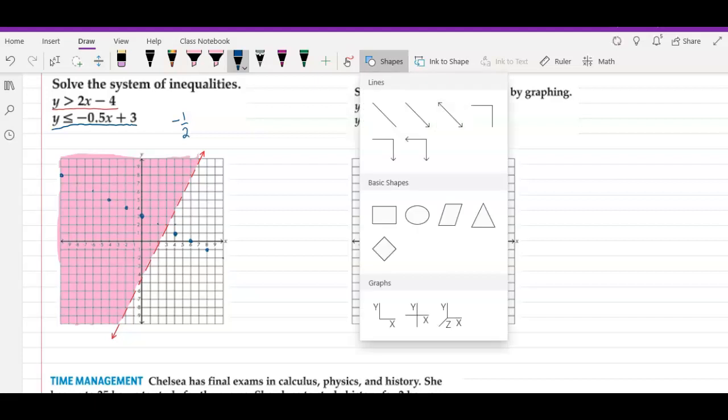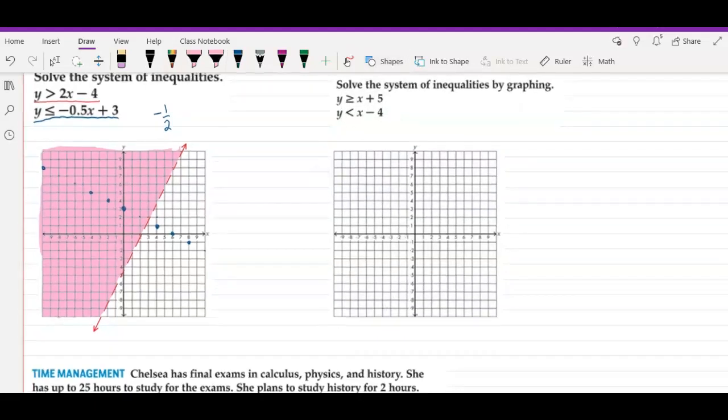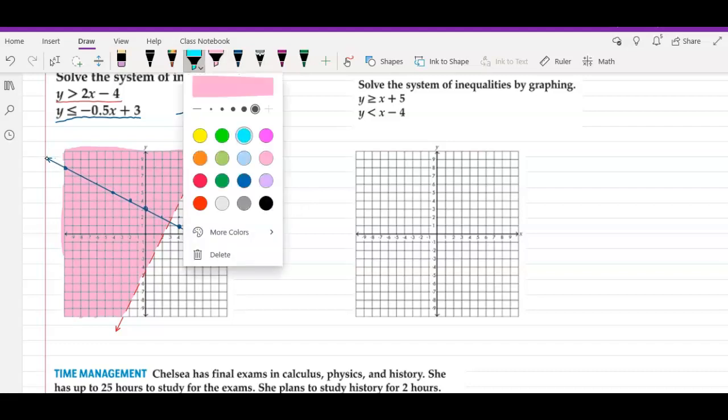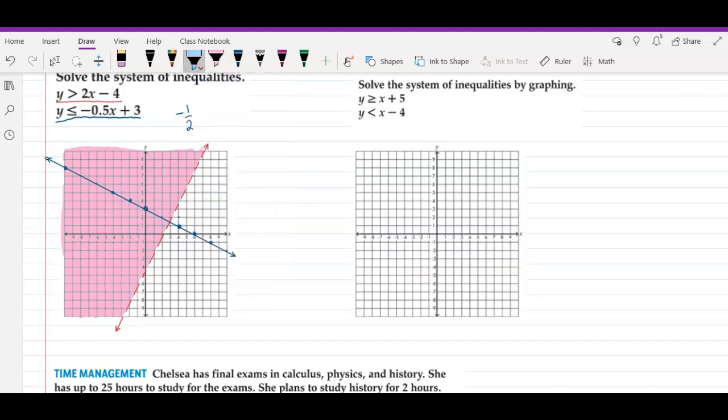Grab my line and draw the line. Again, take time on this part. You want it to go right through all those points as neatly as possible. If you're doing this on paper, you want to make sure you use a ruler at all times. All right, that one is a solid line, and we shade below. Shade below the line, because 0 is less than 0 plus 3. So we're shading below the line.